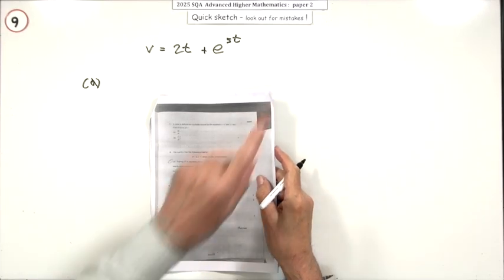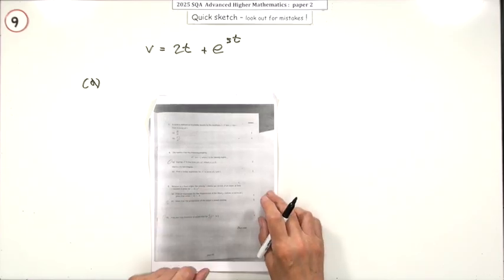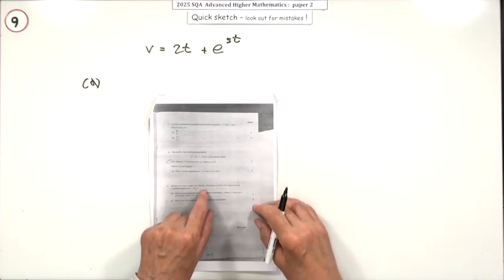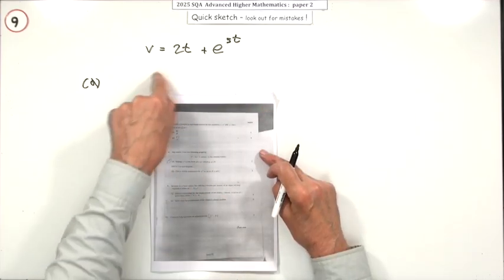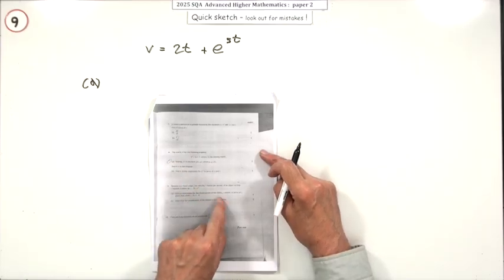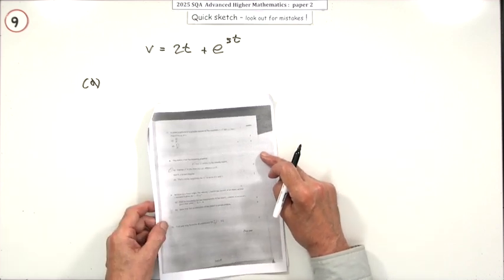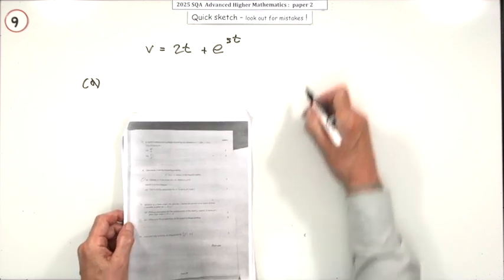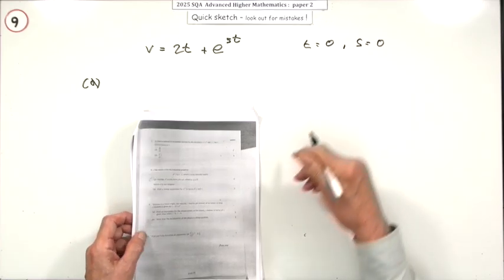Number 9 then, from paper 2 of the 2025 Advanced Higher Maths. There we go, acceleration and velocity. Relative to a fixed origin, the velocity v meters per second of an object at a time t seconds is given by this. That's its velocity. You have to find its displacement, s, given the initial conditions that it starts at the beginning: t equals 0, s equals 0. At the start, the displacement is 0.